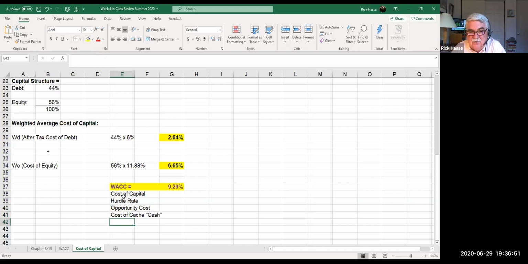A lot of companies don't even call it WACC. They call it the hurdle rate. We've got to make a return higher than 9.29% or we're going to get thrown out on our butts by the company. Our board members are not going to like that. Or our opportunity cost is 9.29%. In other words, we've got to do better than 9.29%. Our cost of money, our cost of capital, our weighted average cost of capital.